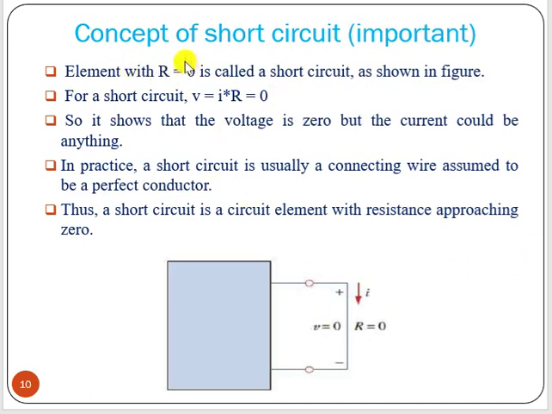Now, if R equal to 0, what is the value of voltage drop across those points? That is I into R. R equal to 0 means the voltage drop is also 0. So voltage is 0, but what is the value of current? Current could be anything, right? This is shorted, so current can be anything. As the resistance is 0, short circuited, the voltage drop is also 0 as V equal to IR according to Ohm's law. In practice, a short circuit is usually a connecting wire assumed to be a perfect conductor. Thus a short circuit is a circuit element with resistance approaching 0.